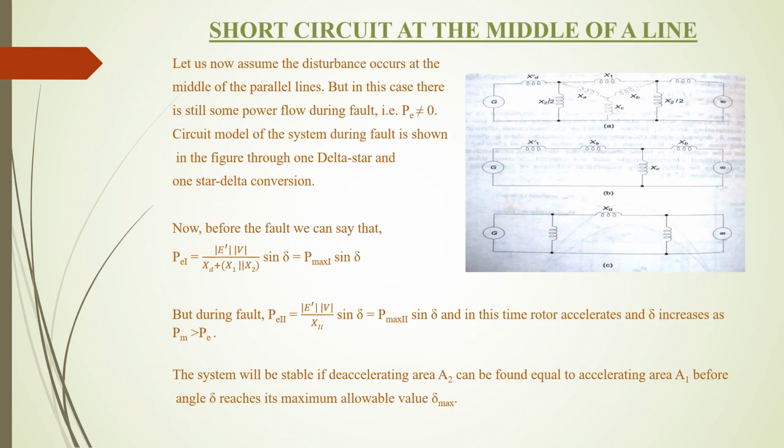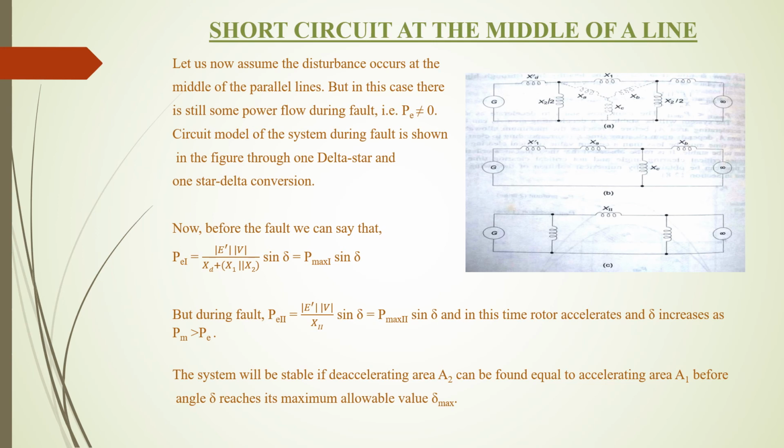Short circuit at the middle of a line. Let us now assume the disturbance occurs at the middle of the parallel lines, but in this case there is still some power flow during the fault, so P is not equal to 0. The circuit model of the system during the fault is shown in the figure through one delta-star and one star-delta conversion. Now, before the fault, we can say that Pe1 equals |E'||V'| divided by Xd plus X1 parallel X2 sin δ, that is equal to Pmax1 sin δ, but during the fault Pe2 equals |E'||V'| into sin δ, that will be equal to Pmax2 sin δ, and in this time the rotor accelerates and δ increases as Pm is greater than Pe.